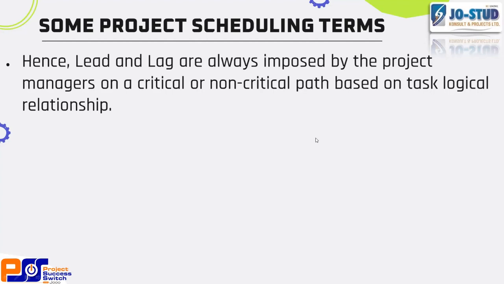Because if you lead or fast track on a non-critical path, it is not useful to you. It's actually useless to fast track on a non-critical path activity. You may want to pen that down. If you fast track or apply lead on a non-critical path activity, it's useless to your project. It doesn't save you anything.